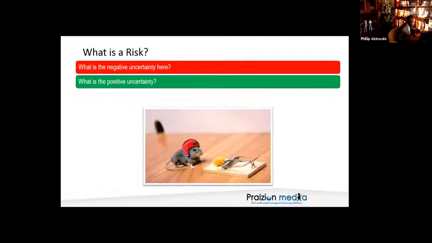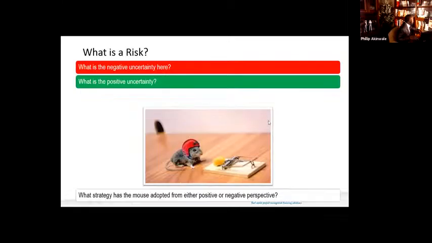Yes, Willanda says getting the cheese and not trapped. Escaping death is very good, Donna. That's exactly what I was thinking as well. Escaping death. So that is ultimate for the mouse. Very good. Okay. So let's take a look at one more thing.